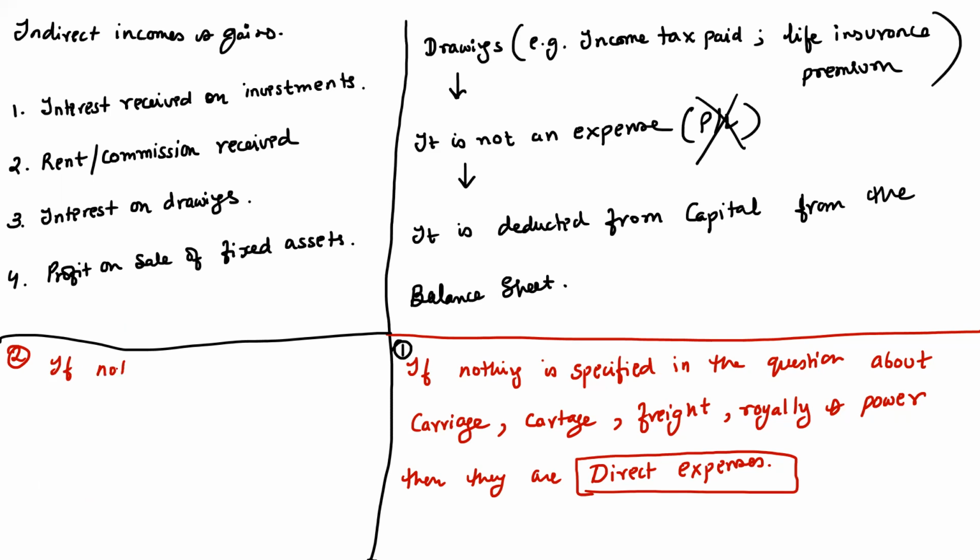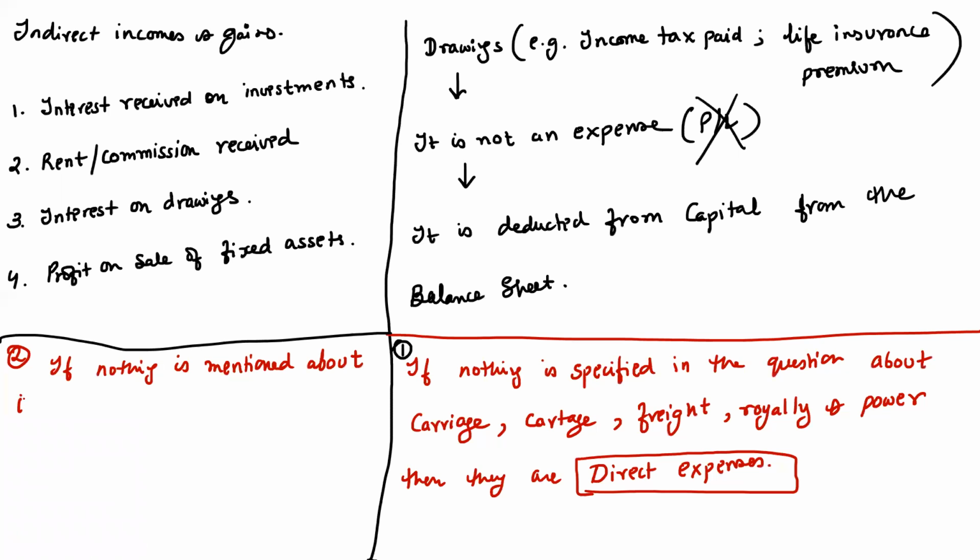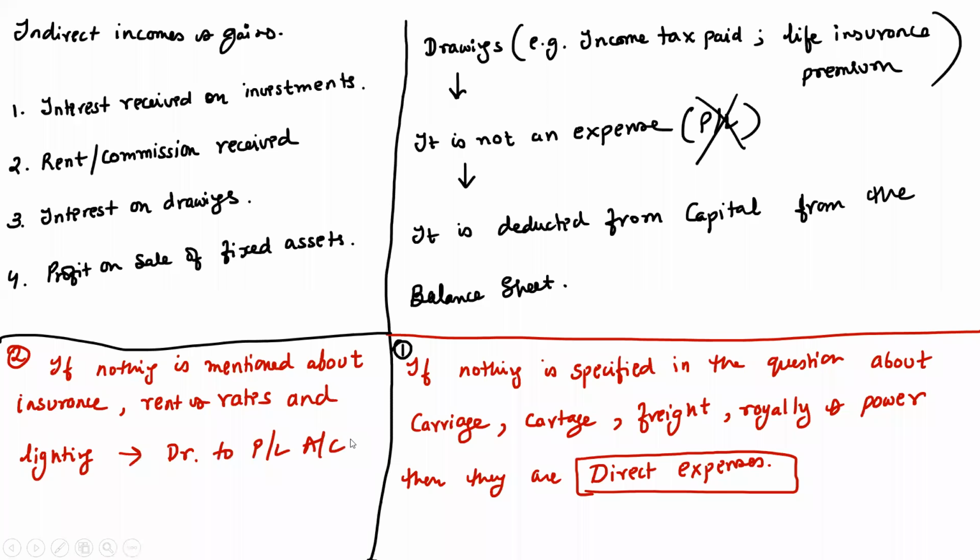If nothing is mentioned about insurance, rent and rates, and lighting, then debit to profit and loss account, they will be treated as indirect expenses.